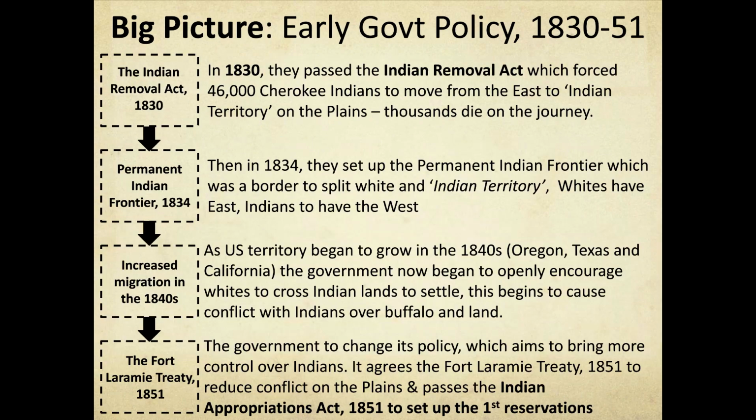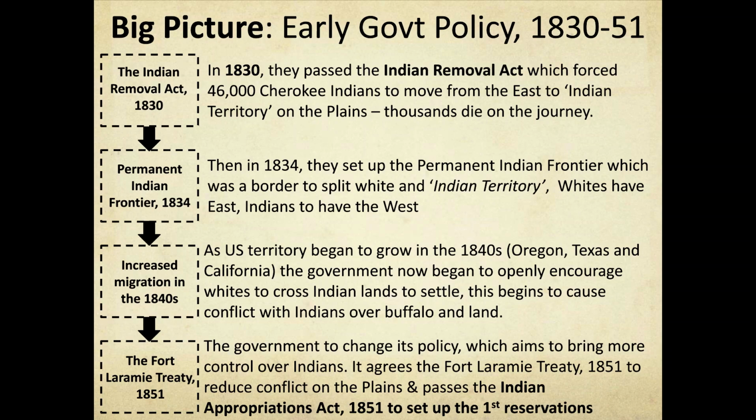So, Indian Removal Act. In 1830, it was passed. It forced 46,000 Cherokee Indians to move from the east to Indian Territory on the plains. Thousands died on the journey, the Trail of Tears. Then in 1834, they set up the Permanent Indian Frontier. This was a border to split white and Indian territory. Whites have the east, Indians have the west.